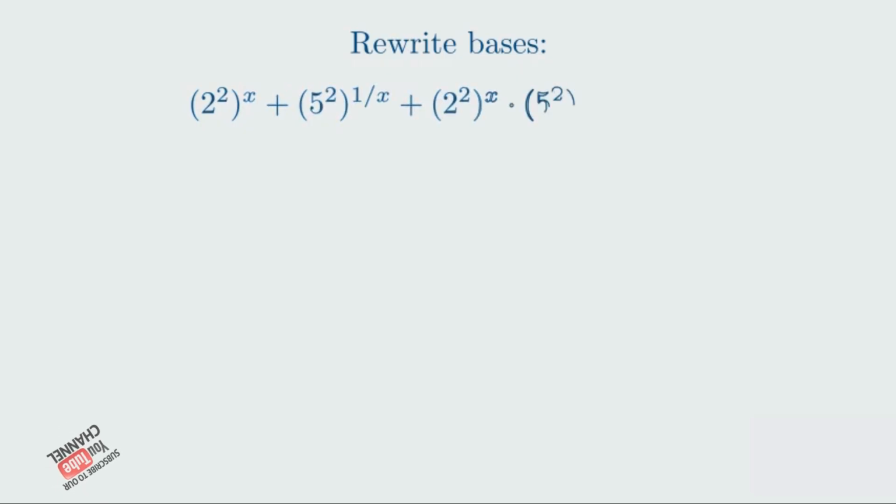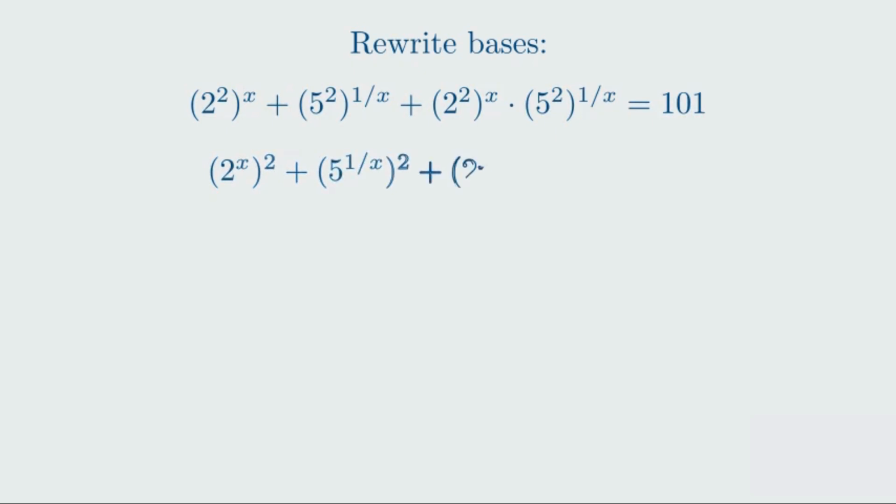This method relies on the symmetry of the equation. Notice the structure, 4 to the x and 25 to the 1 over x. The exponents are reciprocals and the bases are perfect squares. Let's rewrite the equation by rewriting the bases. We get 2 squared to the x plus 5 squared to the 1 over x plus their product equals 101. Using the exponent rule, a to the b to the c is a to the c to the b, we can swap the exponents. This gives us 2 to the x squared plus 5 to the 1 over x squared plus 2 to the x times 5 to the 1 over x all squared equals 101.